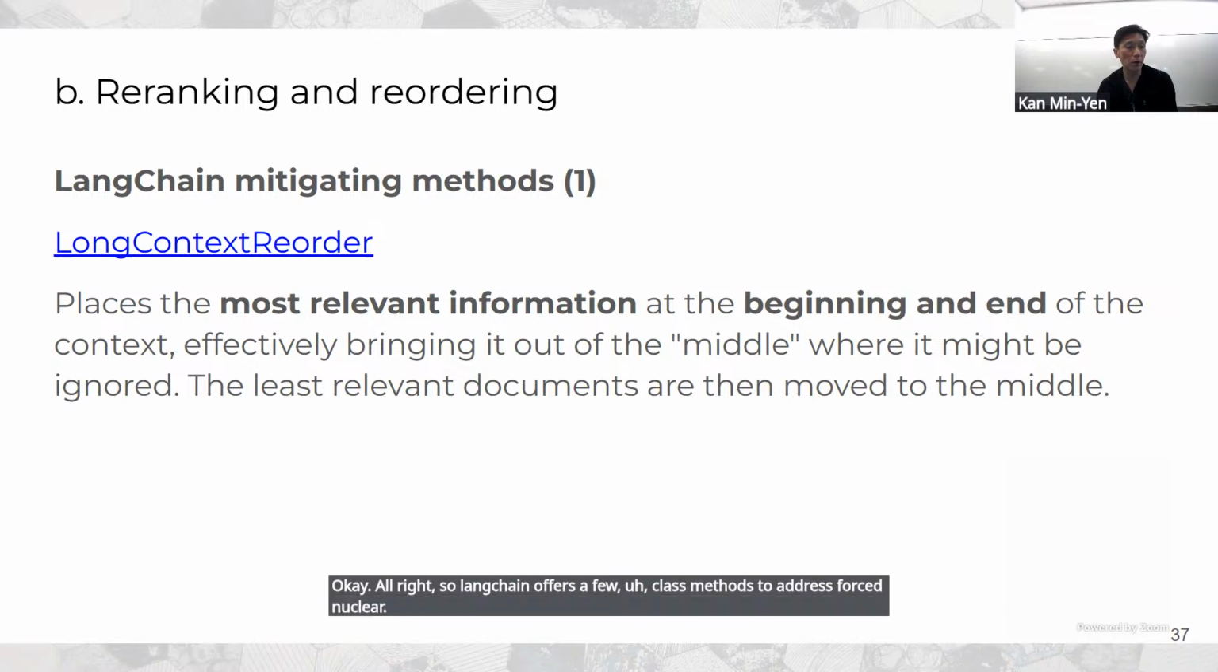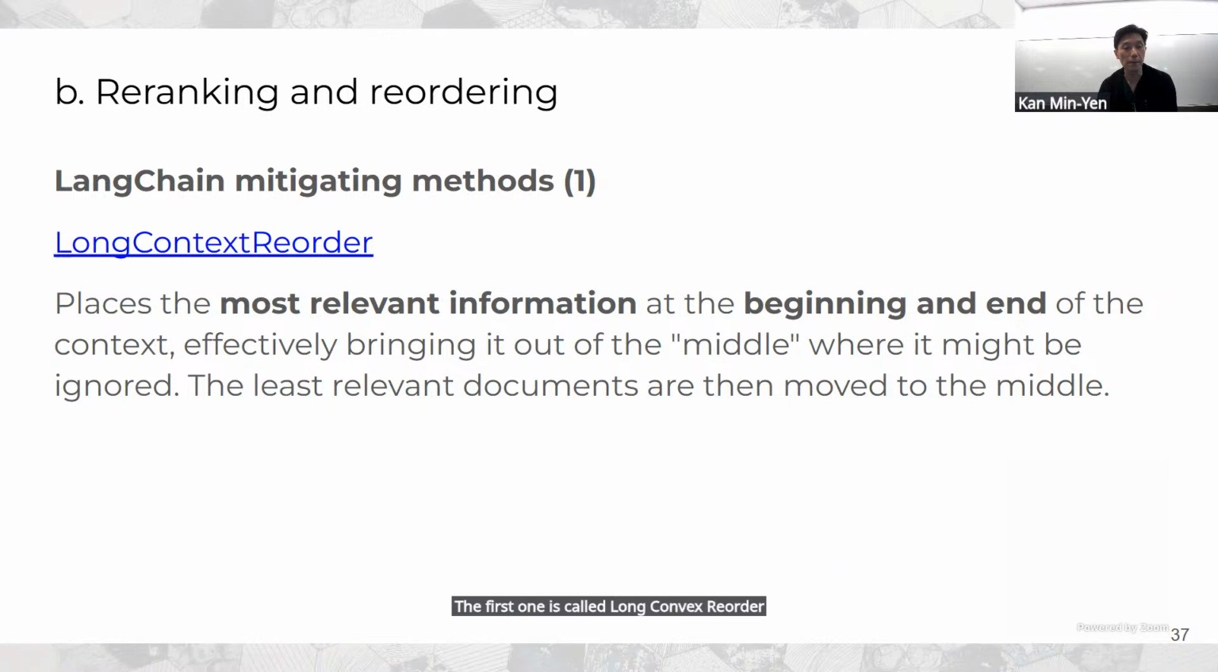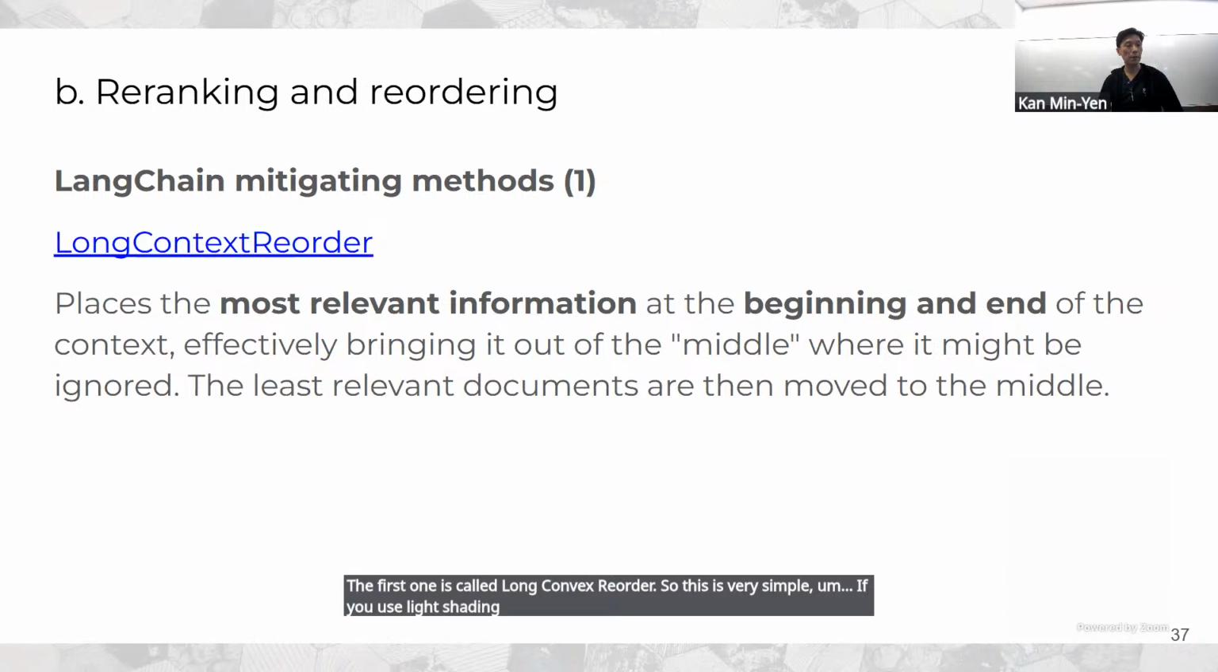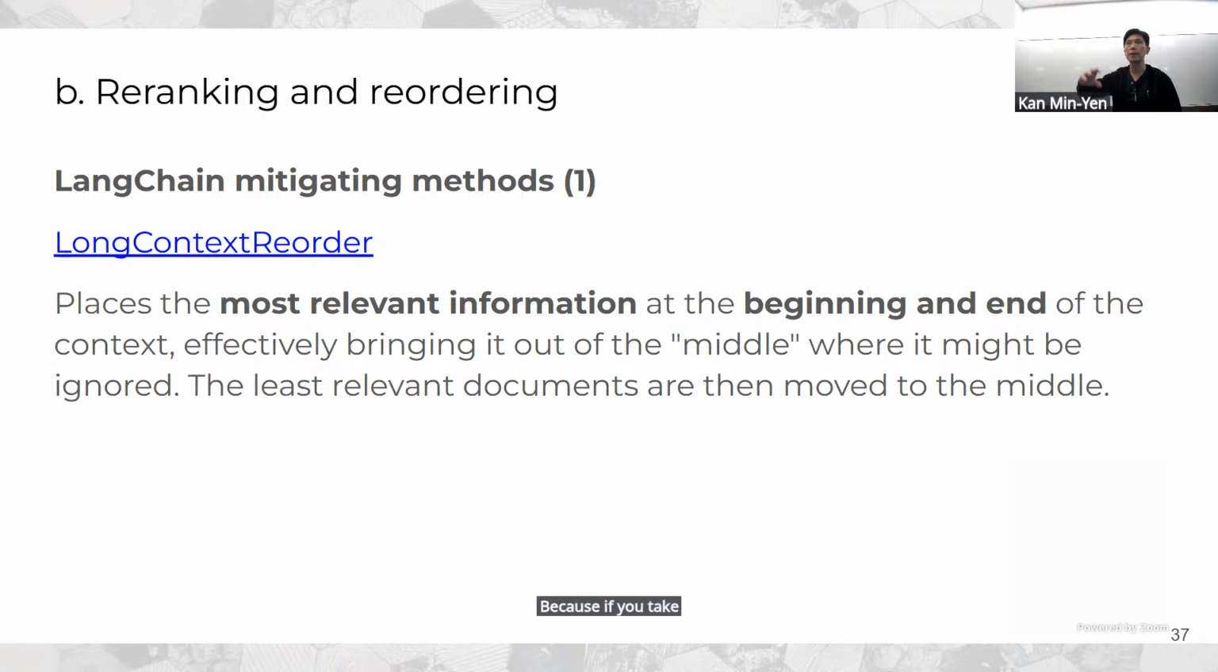So LangChain offers a few class methods to address lost in the middle. The first one is called long context reorder. So this is very simple. If you use LangChain and you call this long context reorder, you'll simply take the entire sequence of chunks or documents. It'll put the most relevant one on top and at the bottom, and the least relevant ones it will shift to the middle. So that will help to address lost in the middle.